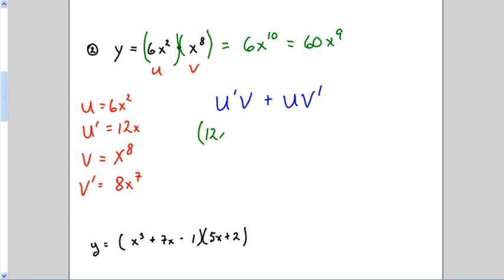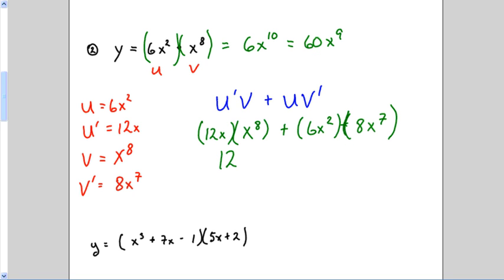So let's see, this would be 12x times v, which is x to the 8, plus u, which is 6x squared, times v prime, which is 8x^7. Woo, I do not think this was the easiest way to do it, but it should still work.